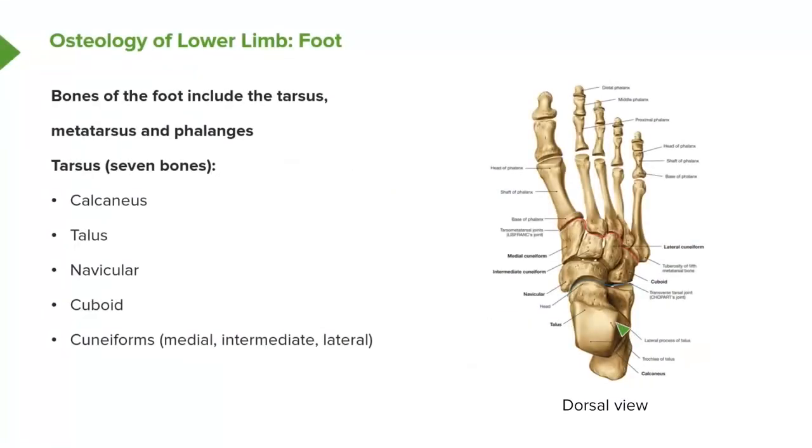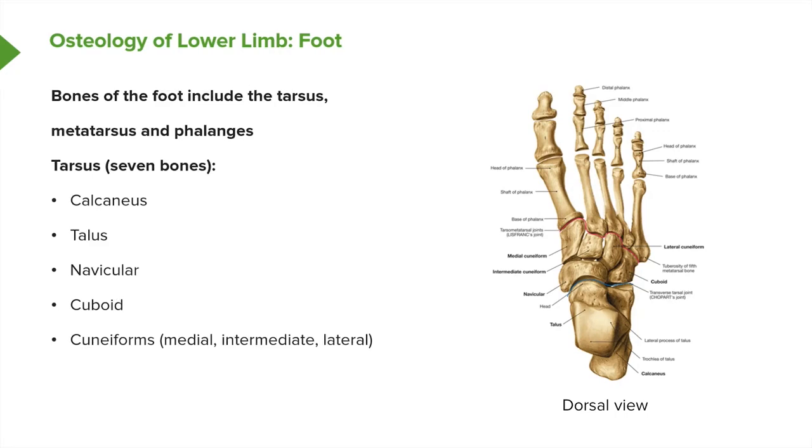We can see that we have the tarsus, these 7 bones that help to form the main body of the foot, and then we can see we have the metatarsus that contains these metatarsals, and then we have the phalanges. But for the tarsus, we have the calcaneus, the talus, navicular, cuboid, and 3 cuneiforms.